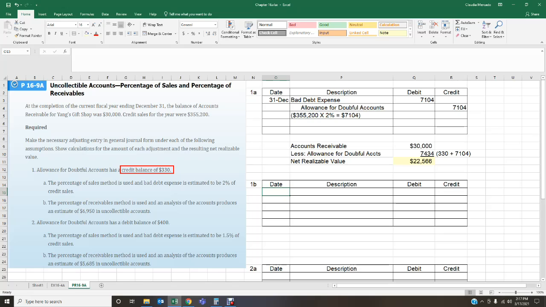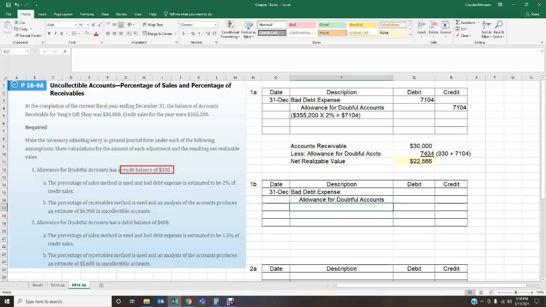Now we have the second part, which is we're going to use the percentage of receivables method. It is used, and an analysis of the accounts produces an estimate of $6,950 in uncollectible accounts. Now, what are we going to do here? Regardless of the entry that we're doing here, December 31st, we are going to debit bad debt expense, and we're going to credit the allowance for doubtful accounts. Now the question is how much?